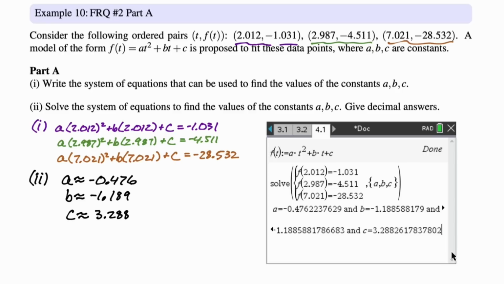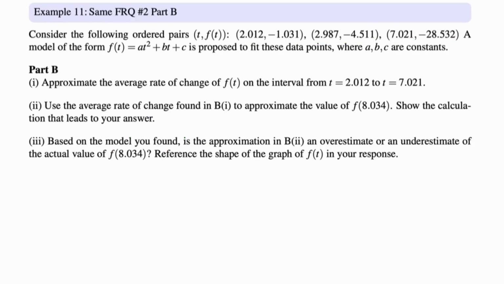Negative 0.476, negative 1.189, and 3.288. And that's it. Those are points that everyone should definitely get. I would argue like the next part is also points that everyone should always get. Approximate the average rate of change on some interval, right? So it's from 2.012 to 7.021.